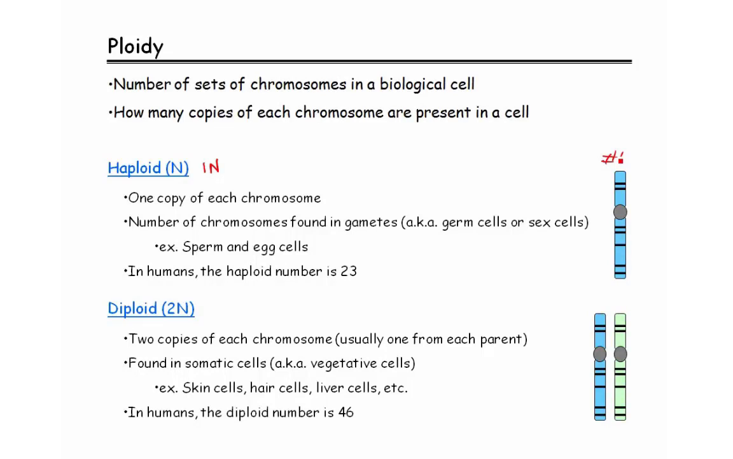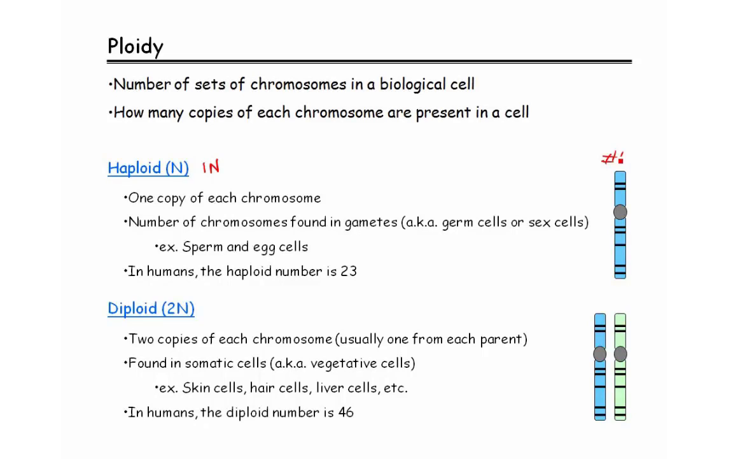So if you have a diploid cell, you do have homologous pairs of chromosomes, or in other words, you have two chromosome number 1s, two number 2s, and so on. This is exactly what we have in our somatic cells. So all of our somatic cells, skin cells, hair cells, blood cells, those are all going to have two copies of every chromosome, and for humans, that's going to be 46 total chromosomes.